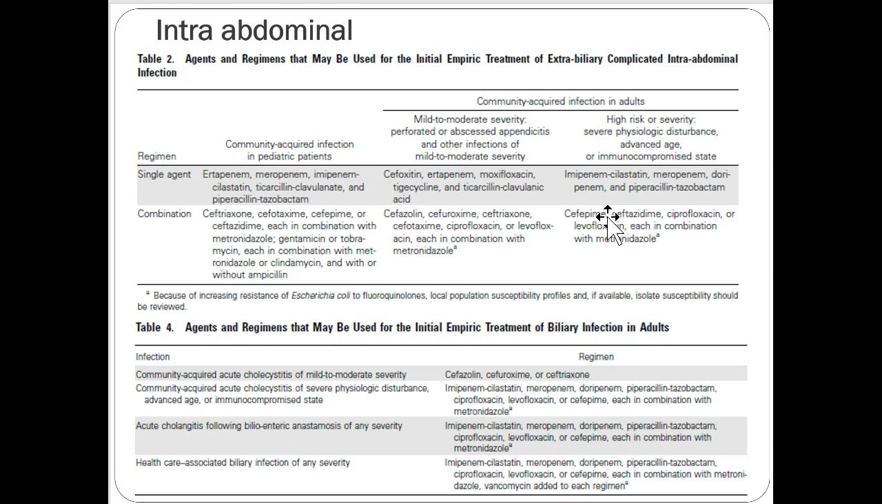For the bottom chart here with biliary infections, it's really just less initial for moderate to mild severity patients. So for your basic infections, you're going to be looking at similar things. You want to cover gram-negatives, but you really don't care about anaerobes as much in the biliary tract. Once you get more significant infections, that's where you would add on that anaerobic coverage.